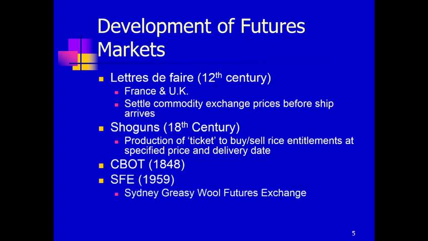Here in Australia, for example, the first traded futures contract was in 1959, and it was traded on the Sydney Greasy Wool Futures Exchange. The Sydney Futures Exchange no longer exists. It was bought up by the Australian Stock Exchange in the year 2000. But before that, the Sydney Greasy Wool Futures Exchange traded just one particular futures contract, and that was greasy wool. If you get a chance to feel wool when it comes off of the sheep, it is actually greasy. So that's where it gets its name from.